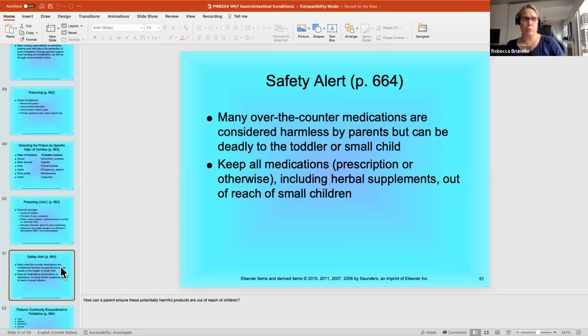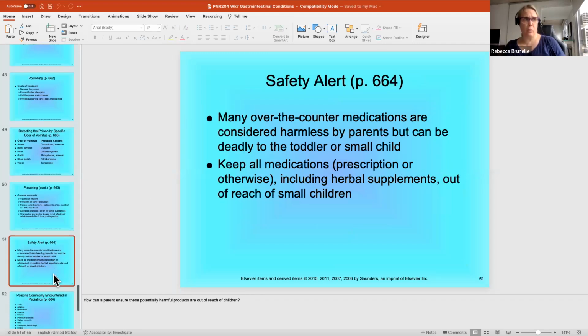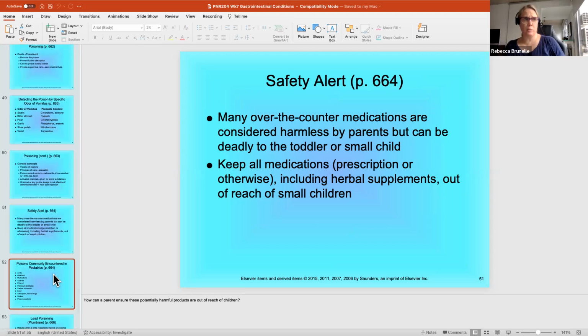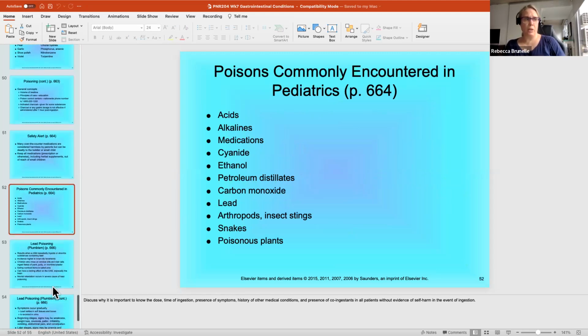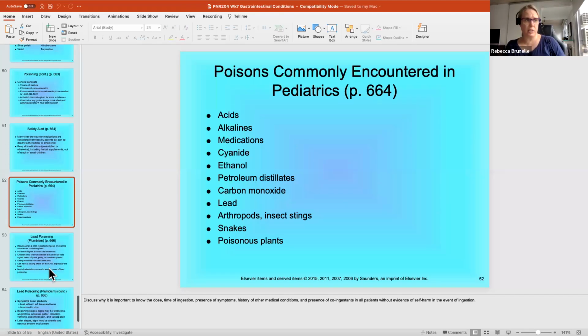And it's not just prescription medications. You need to be careful about over-the-counter medications also. And there's lots of different things that kids can have access to. So, snakes, plants, carbon monoxide, being on the lookout, making sure kids are being appropriately supervised.